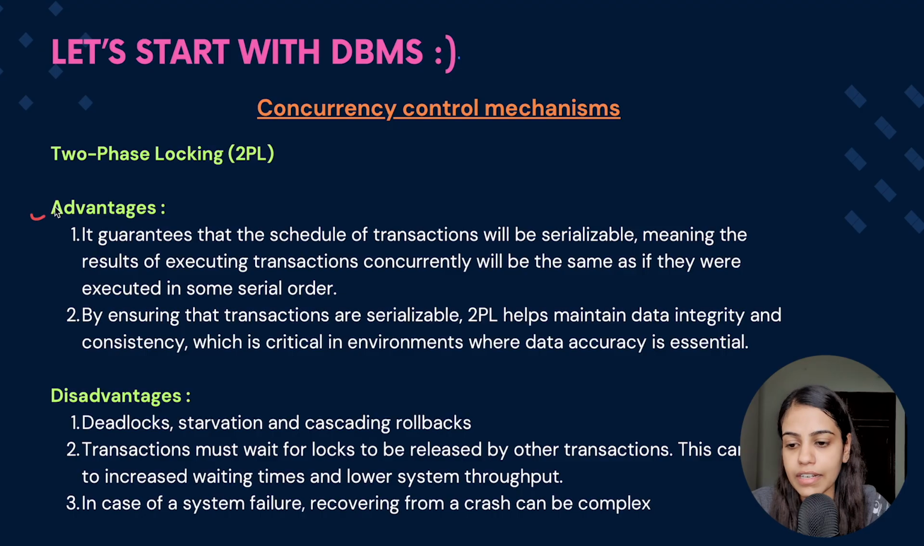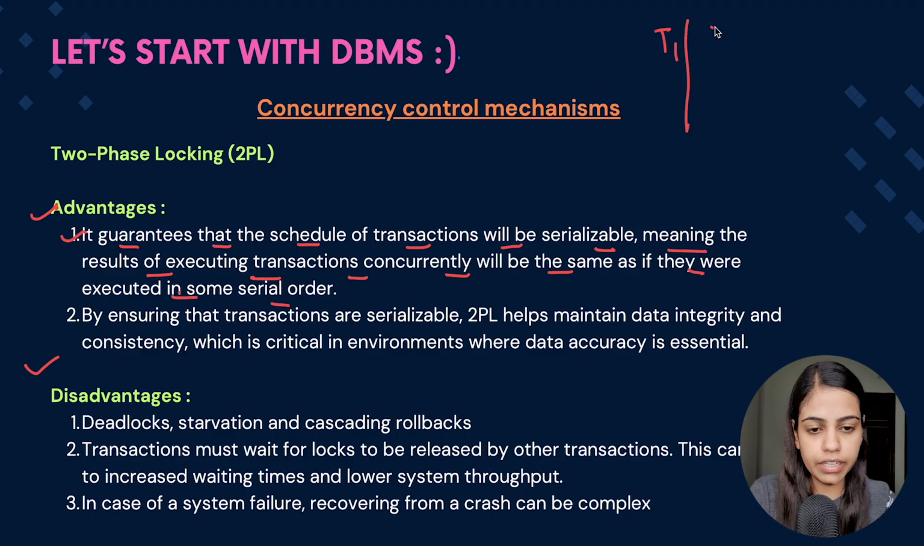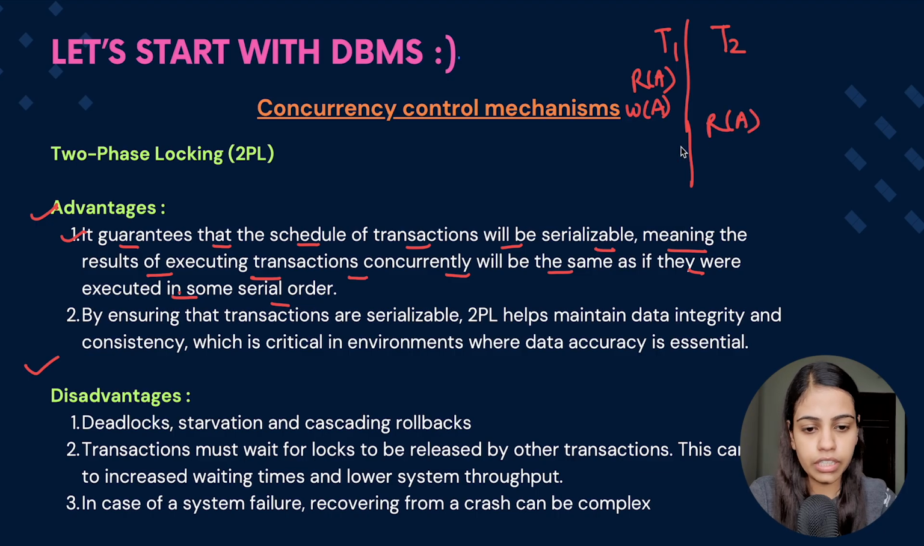Now let's see the advantages and disadvantages of 2PL, that is two-phase locking. The first advantage is that it guarantees that the schedule of transactions will be serializable, meaning the results of executing transactions concurrently will be the same as if they were executed in some serial order. If there are two transactions T1 and T2 with operations happening concurrently, consider a read of A and write of A in T1, then a read of A in T2, then a read of B in T1, and then a write of B in T1.